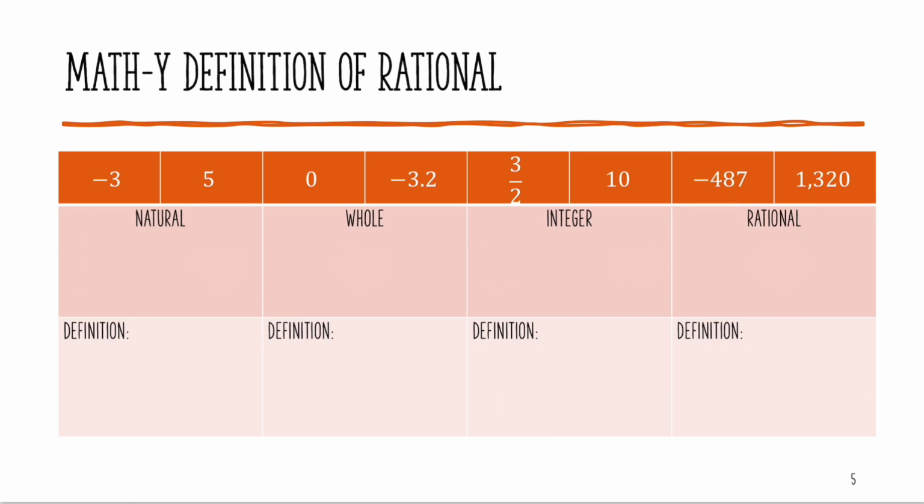The mathy definition of rational goes along with that in that it makes sense to us. It's the kind of numbers that we're familiar with. But to really understand what rational means in math, we have to go back to what we call the natural numbers or the counting numbers. I'm going to come up with the definitions first, and then I'm going to sort them into the different categories.